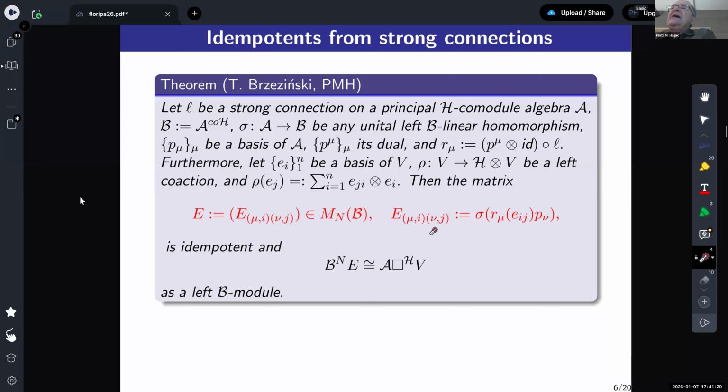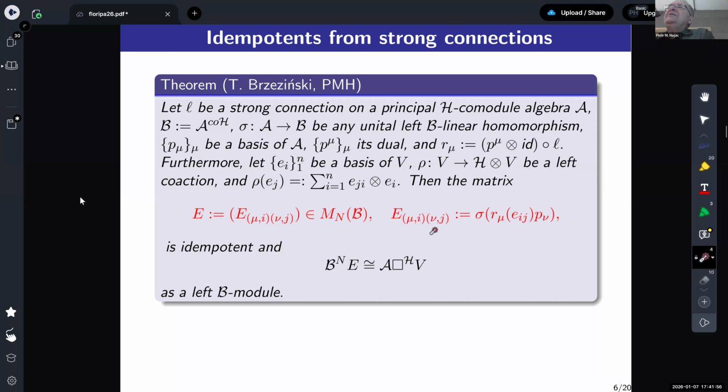For every i and j, I can apply a strong connection, okay? And for every i and j, I'll have some finite sum. But this sum can be bigger or smaller depending on my i and j. But in any case, a finite sum of finite sets is usually finite. So this is what I denote by my capital N. There will be a finite number N such that this will be a square matrix.